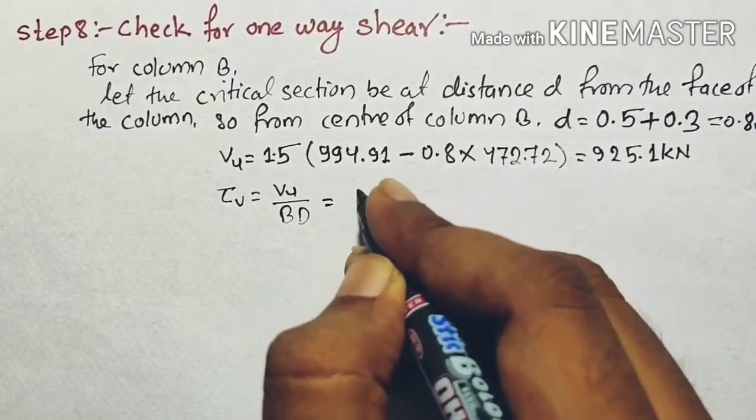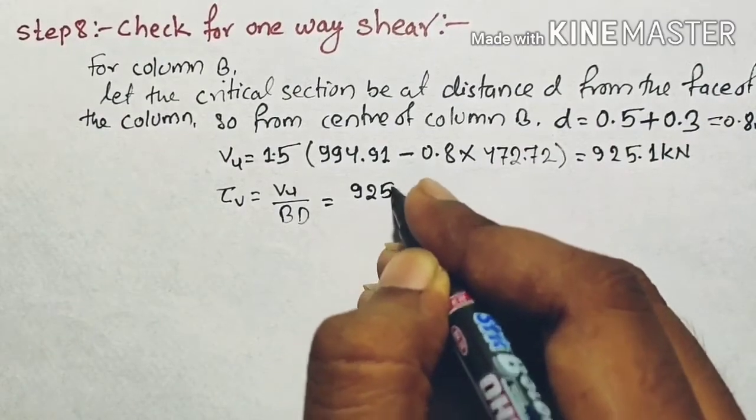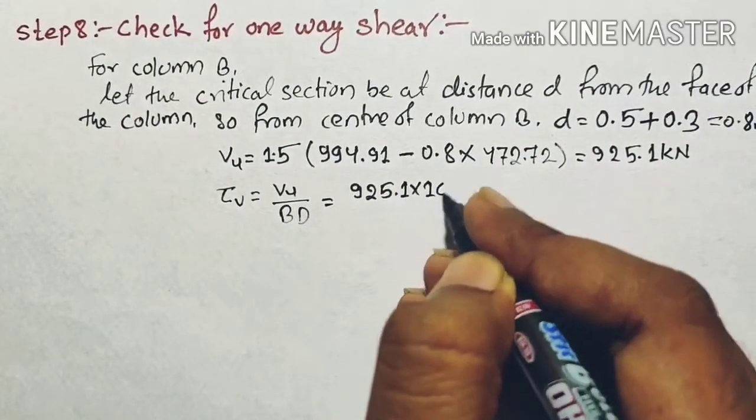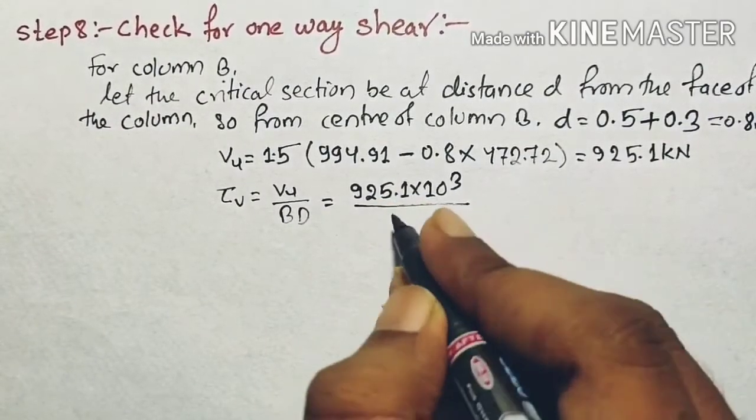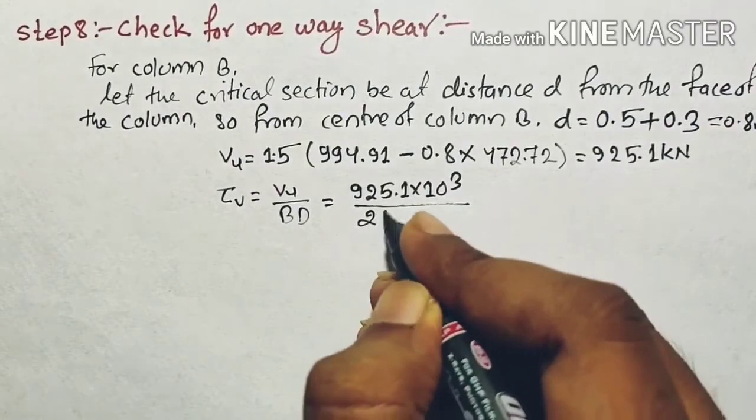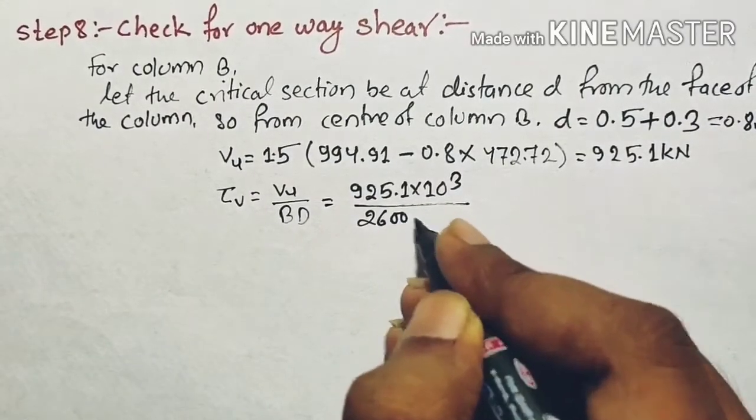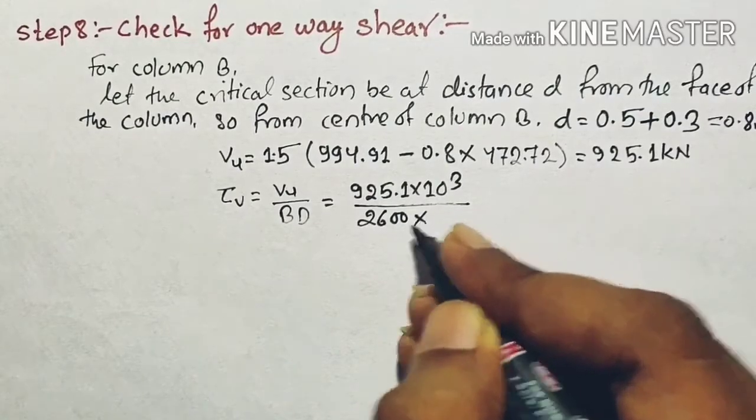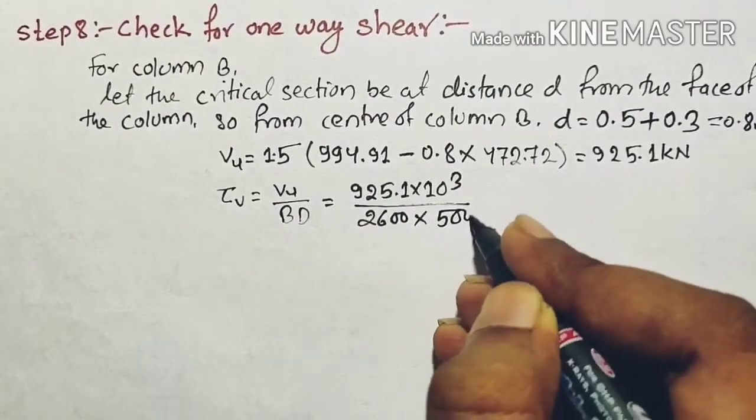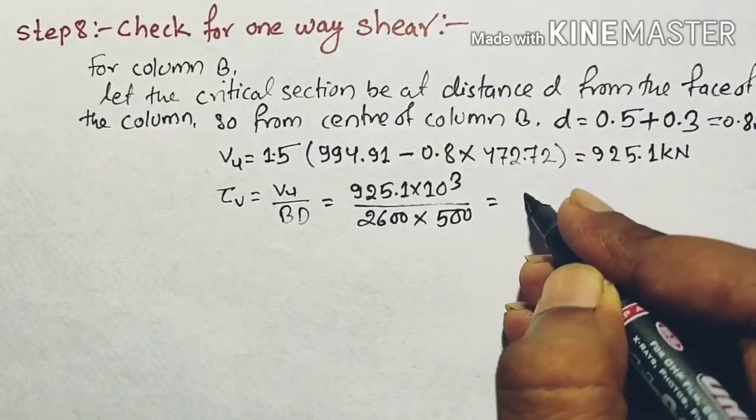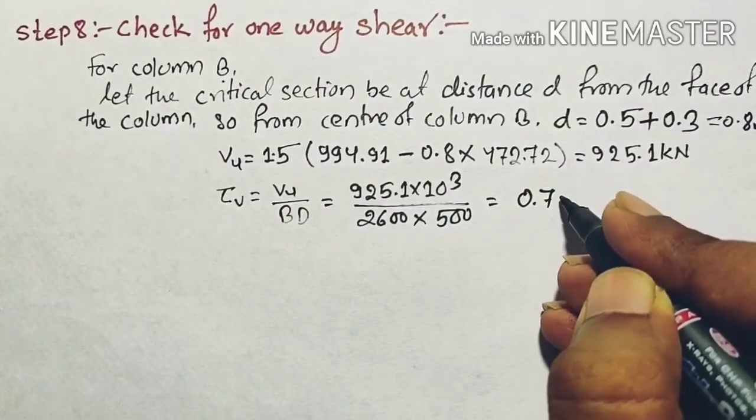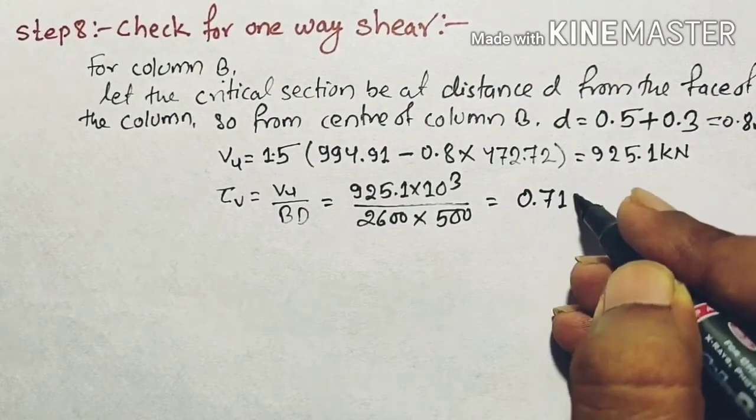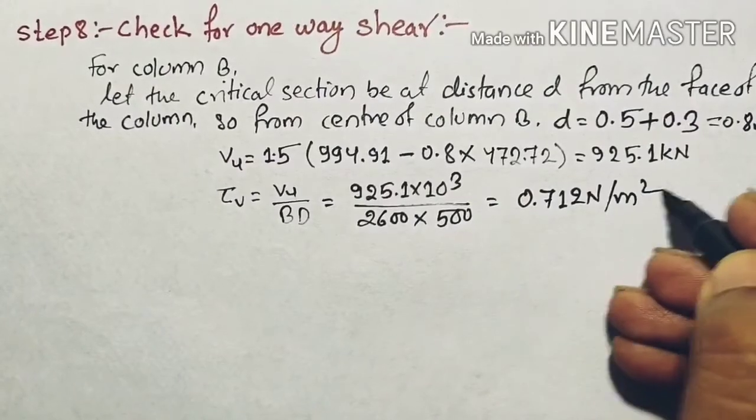Now tau v will be equal to Vu upon bd. So we will write down here 925.1 into 10 to the power 3 divided by b. Our b width is 2.6 meters, so this is going to be 2600 millimeter into d is 500 millimeter as usual. So we will have here 0.712 Newton per millimeter square.